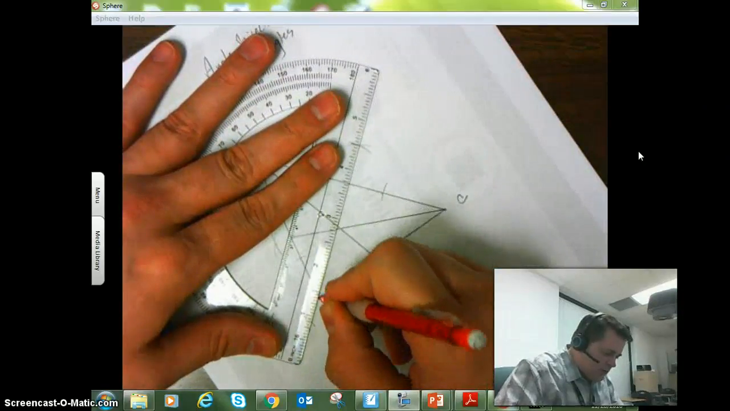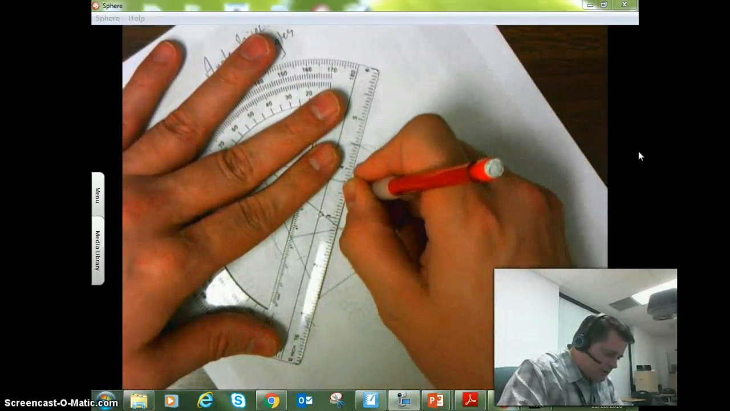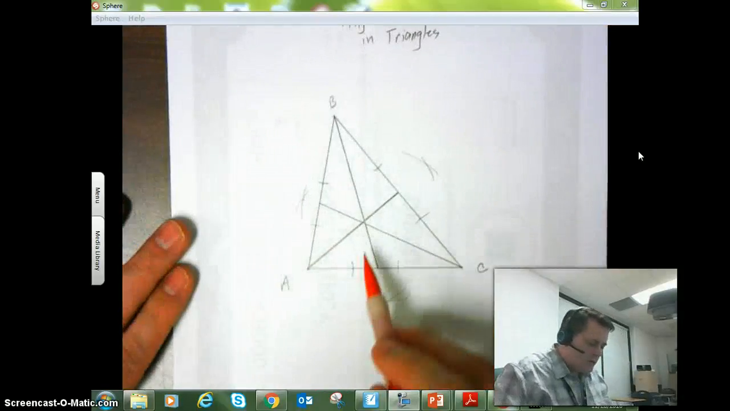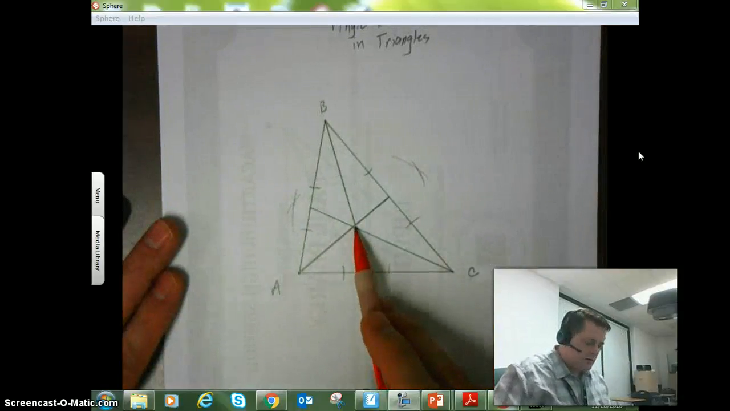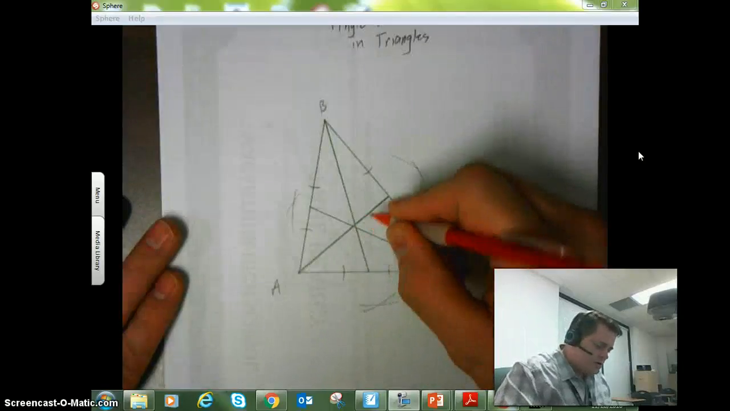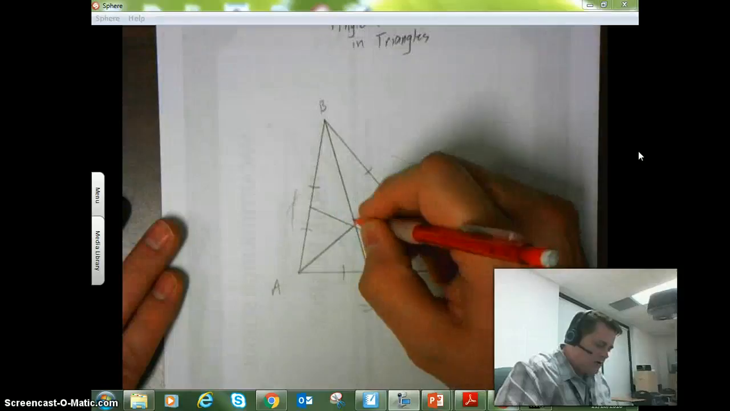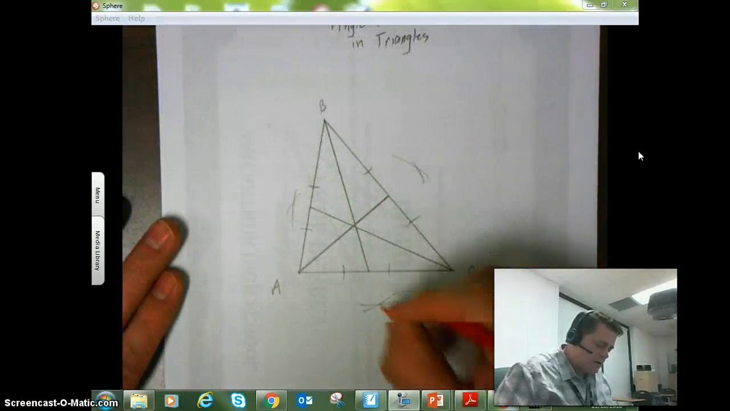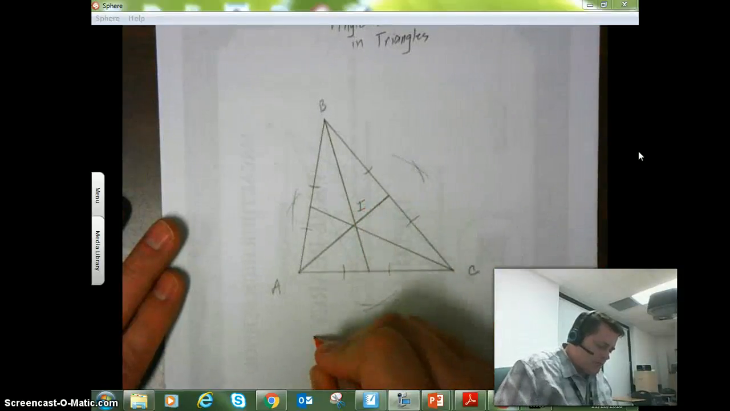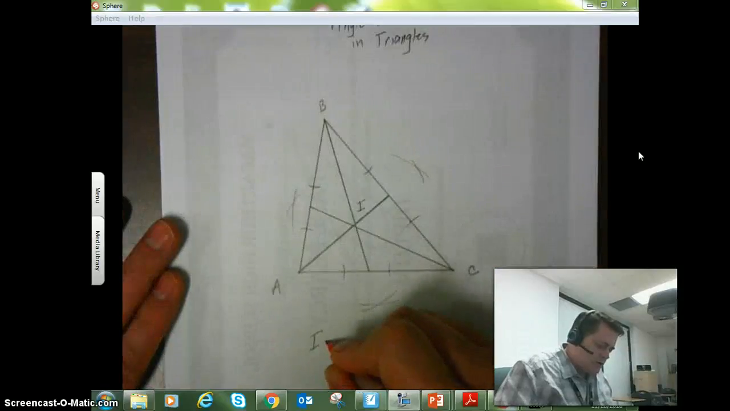When we line our points up, it looks like I'm off on my construction a little bit, because what we're trying to see, and it's a little off here where the three lines intersect, is that this should be creating a point of concurrency. I'm going to label that point I, because that is going to be known as the incenter.